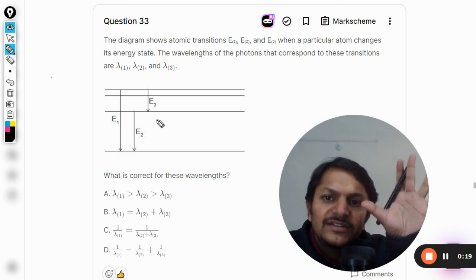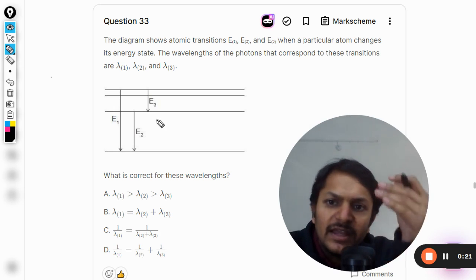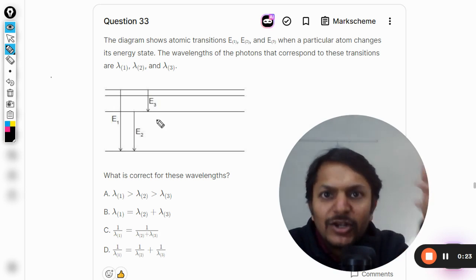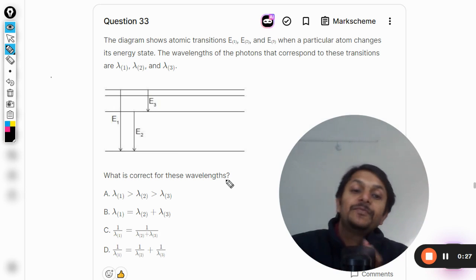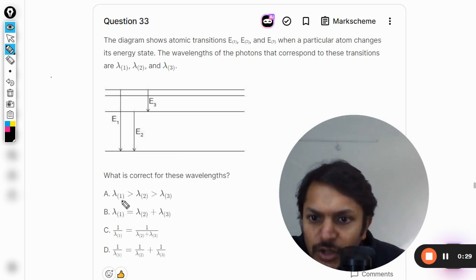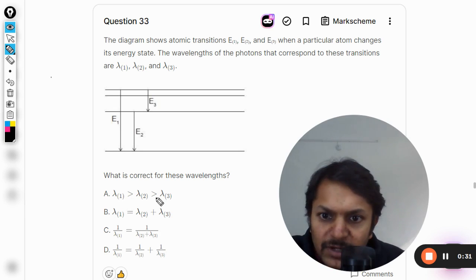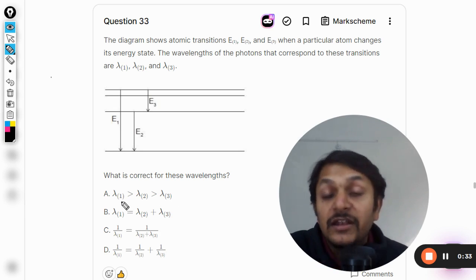So obviously they are releasing some energy, and lambda 1 is released when E1 transition is taking place. Lambda 2 is released when E2 is taking place. What is correct about these wavelengths? Okay. So the first option is lambda 1 is greater than lambda 2, greater than lambda 3. It means lambda 1 is the largest of all.